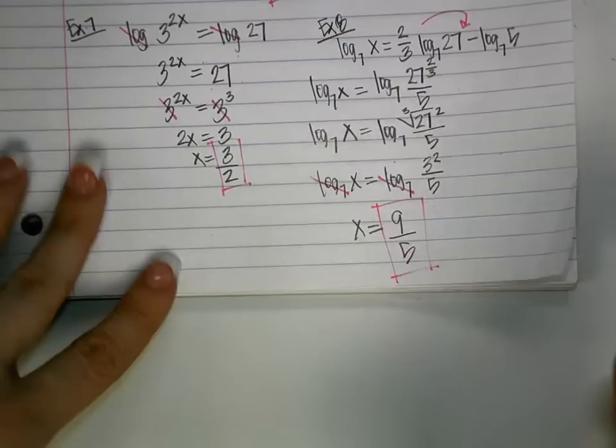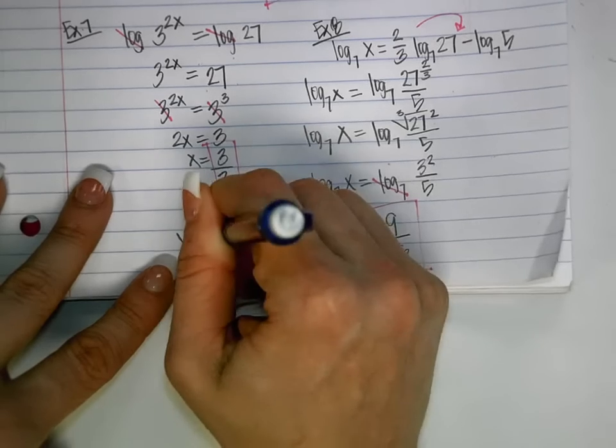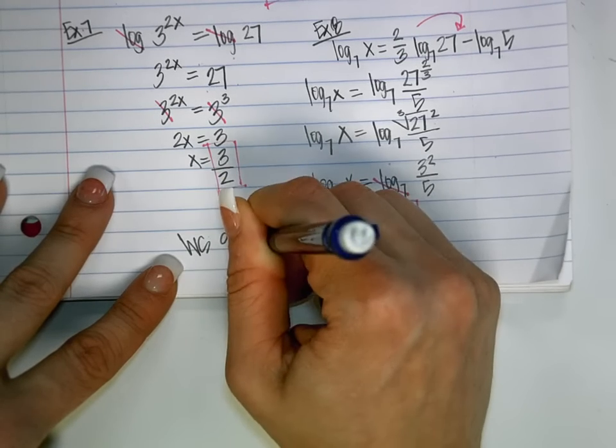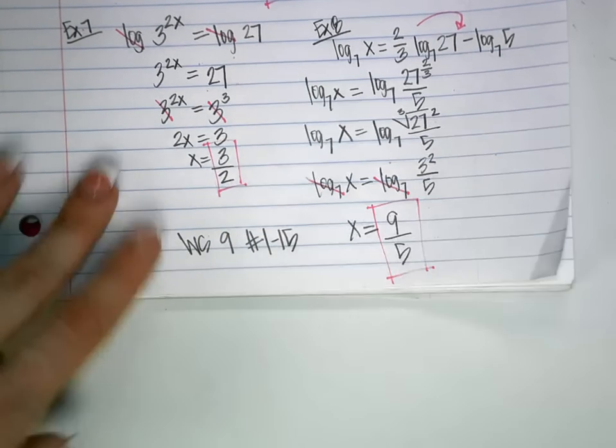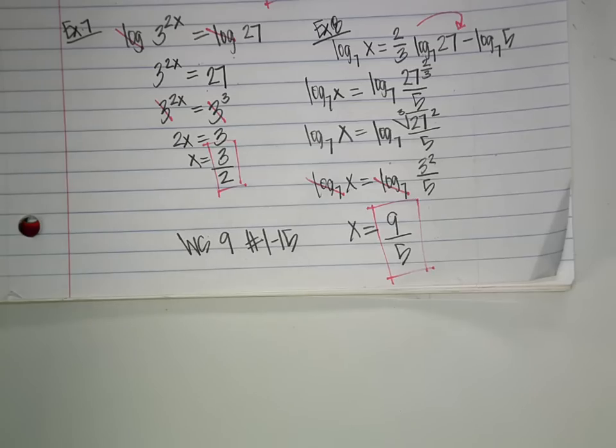Okay, the assignment for this is going to be worksheet 9. You're doing numbers 1 through 15. Okay, it's only 15 problems. You do need to write down the problems, and please, please, please show some work. Okay, please.